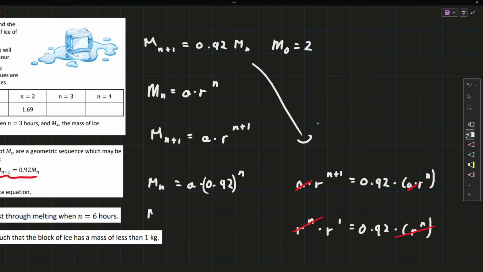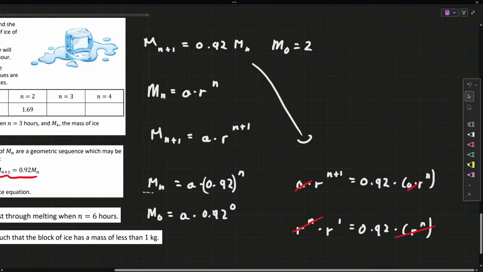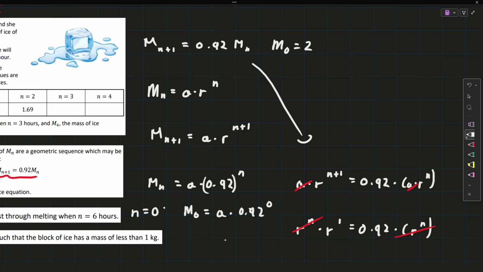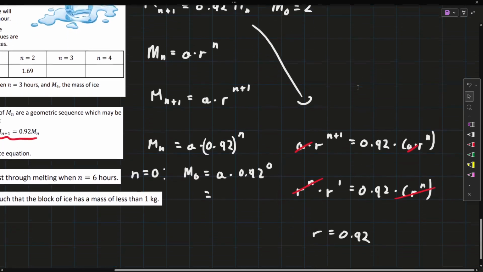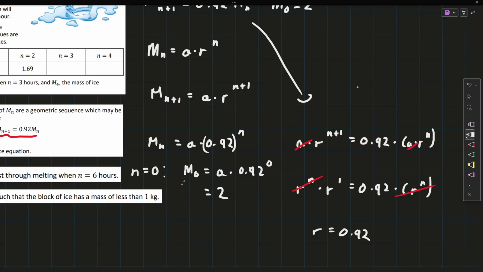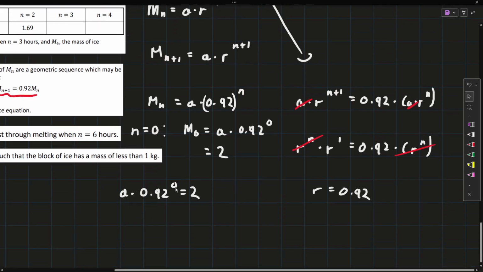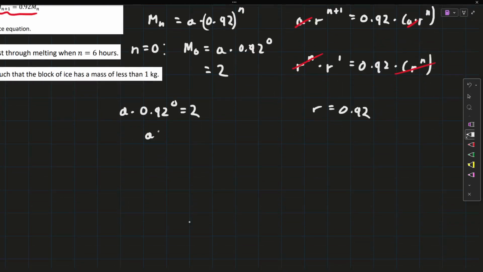So we could say that m of 0 is equal to a times 0.92 to the power of 0. Again, that's just a fact because this is our formula that we're using. So if we plug in n equals 0, I'll write that down here on the side. When we plug in n equals 0, this is what we get. But we also know that m of 0 is equal to 2. So a times 0.92 to the power of 0 is equal to 2. This is equal to 1, because anything to the power of 0 is equal to 1. That means that a is equal to 2.